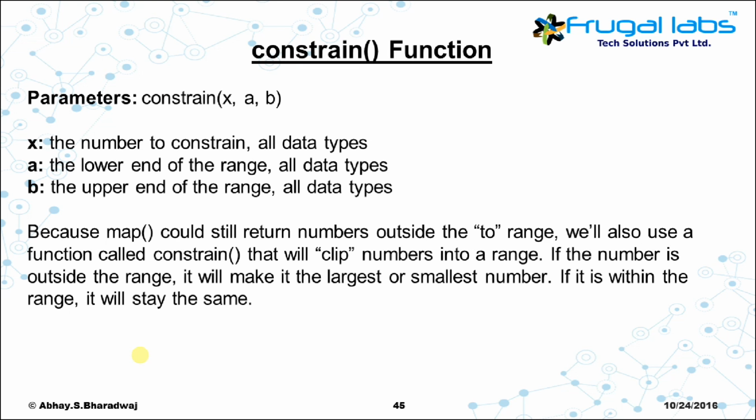The constrain function takes in three parameters: the number to constrain, the lower end, and the upper end. Because the map function can still return a number outside the to and from range, we need to call a function called constrain that will clip the numbers into the range. So even if the output after the map is more than this 1024 or this limit, you can clip those numbers accordingly using the constrain function.